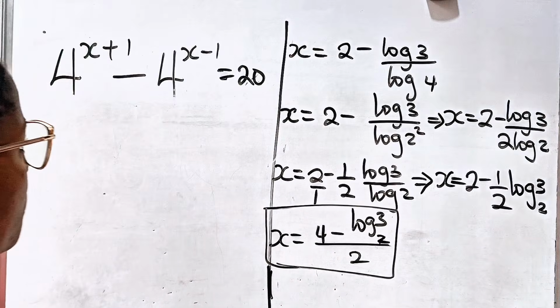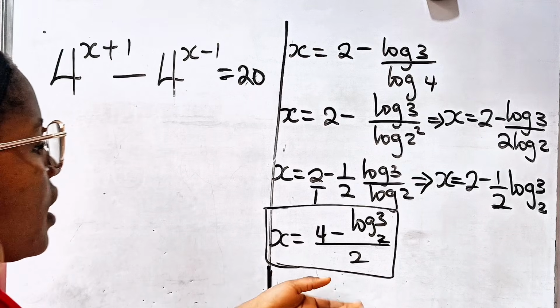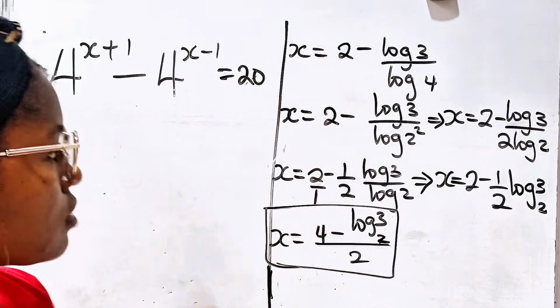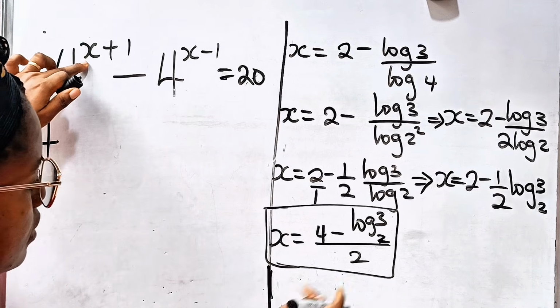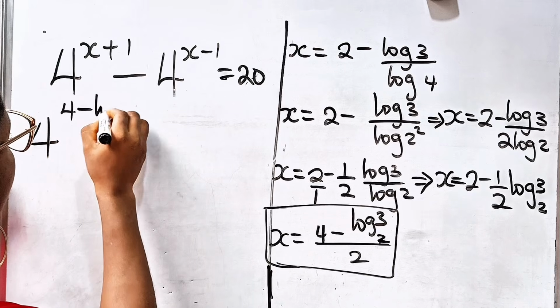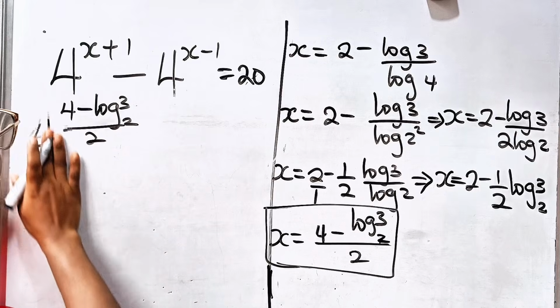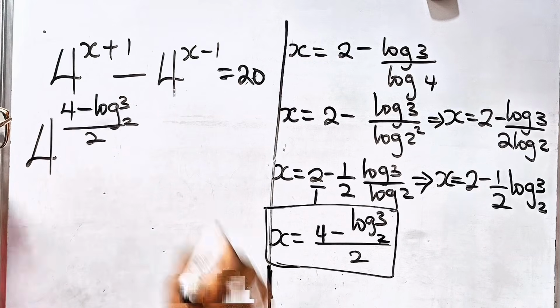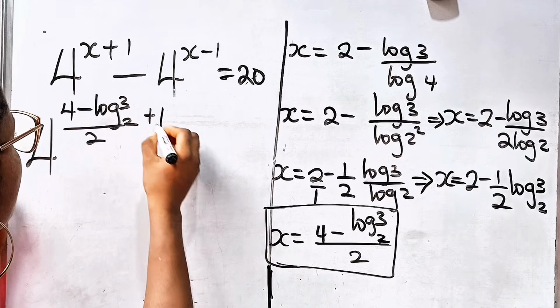Okay, so let's prove that the answer we got is correct. And to do that, I will actually need to claim this one. Let me write: our x is 4 minus log 3 base 2 divided by 2, plus 1, all right?